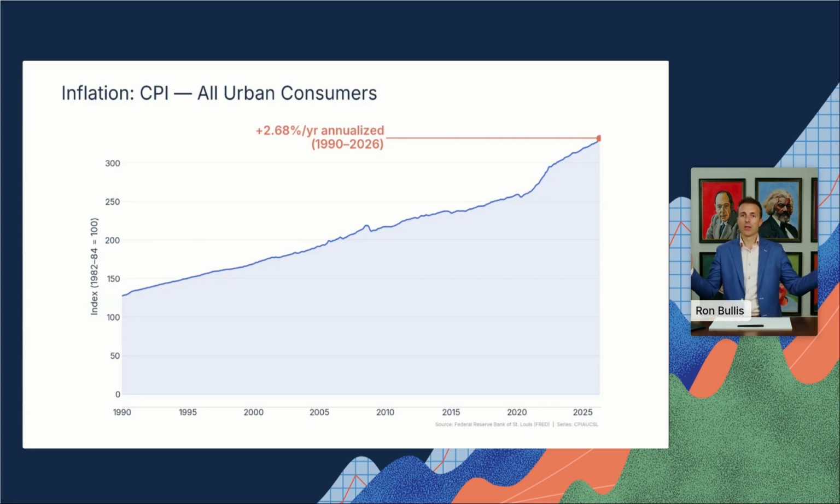So when you look at the last 36 years here, we see CPI, which is the consumer price index for all urban consumers. This is the most widely used inflation measure in US economic circles. We see that the annualized growth rate was 2.68%, say just under 3%.